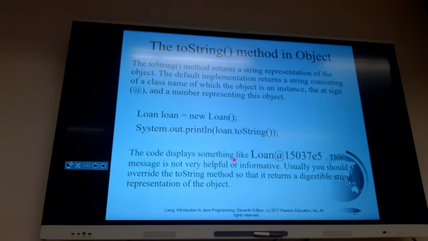This message, of course, is not very helpful or informative. Usually, you should override the toString method so that it returns a digestible string representation of the object. By the way, most of the time this number is basically the memory location of where this object is stored. This is the default implementation of toString. That's why it is best practice to override the toString method in any class you are going to create objects from later on. Always override the toString method.